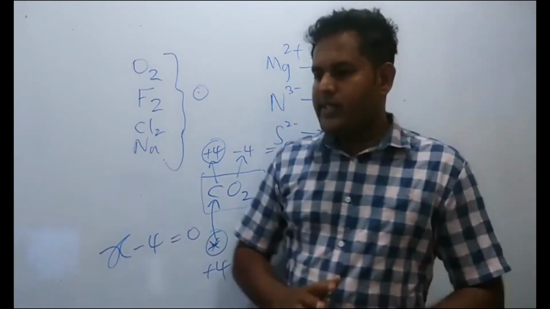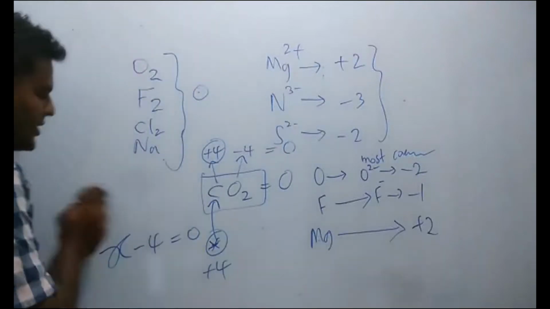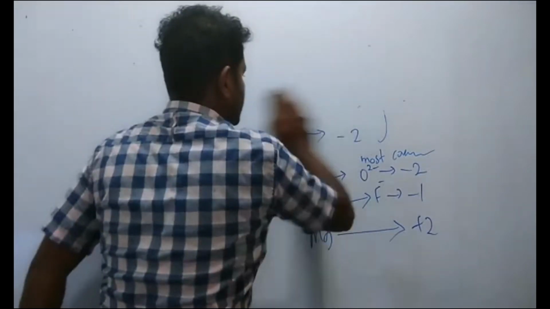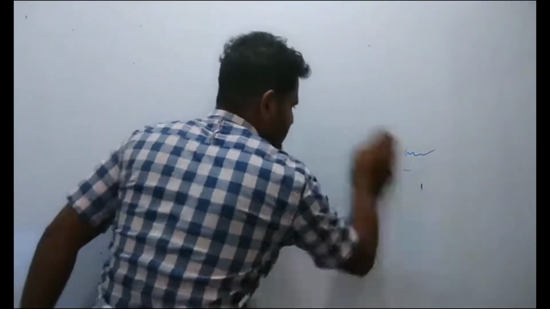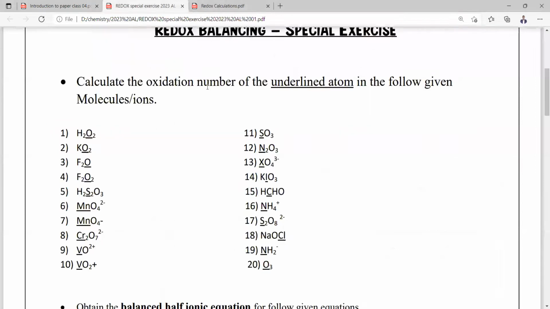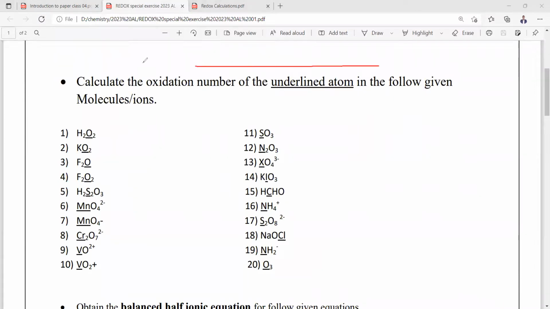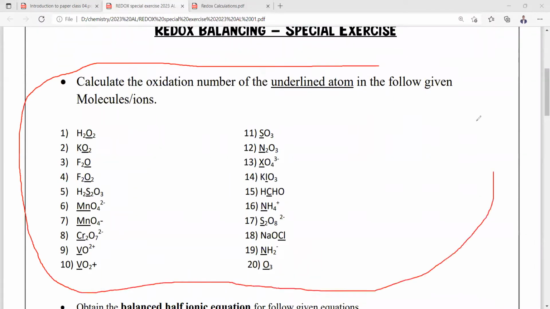Okay, let's do some more examples. I'll erase this. I think I have given a few examples in the last day's part also. Other than that, in order to find the oxidation number, there's an exercise here. I have added a Redox special exercise. There are 20 species for which you can find the oxidation number. I have added this to your WhatsApp group. I have underlined the atom. Likewise you can find them. I'll discuss some questions now.